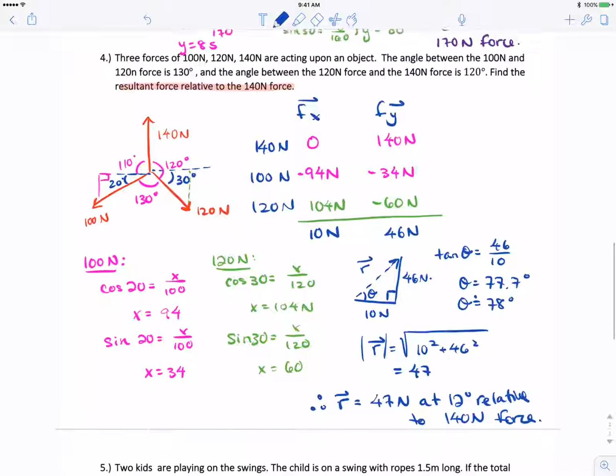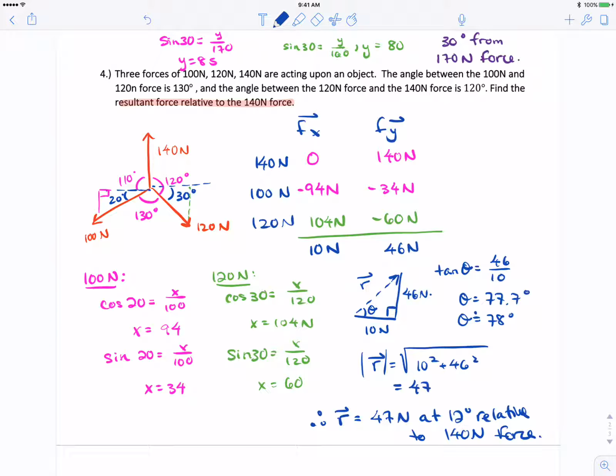Beautiful. So I really like these questions because they're components. It's the same method over and over. Make my picture, split into components, and do just a ridiculous amount of adding and subtracting.